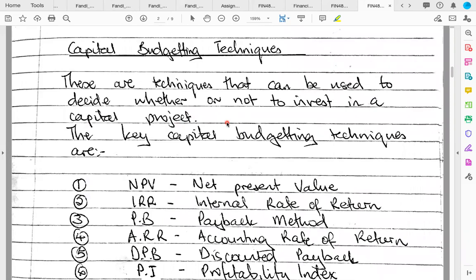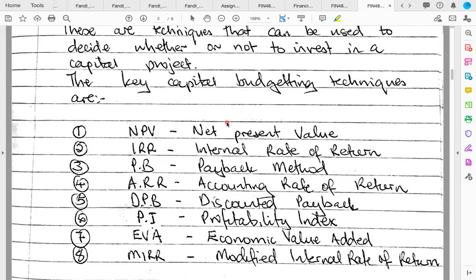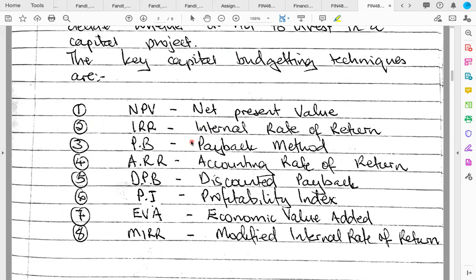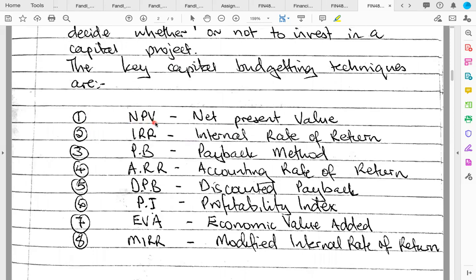Again, these are techniques that you will have come across before in your studies. In this study unit, we're going to focus on 8 key capital budgeting techniques; in the next study unit, we might look at other techniques. We're going to look at the net present value, the internal rate of return, the payback, the accounting rate of return, the discounted payback, the profitability index, the economic value added, and the modified internal rate of return.